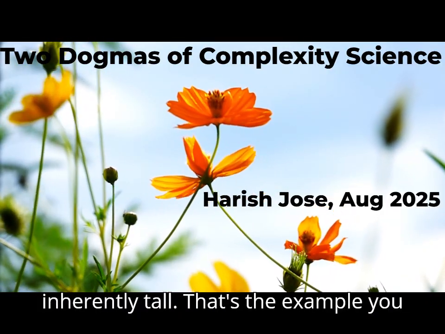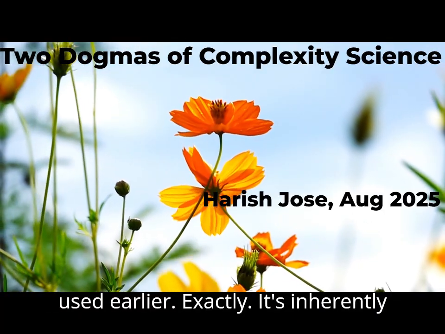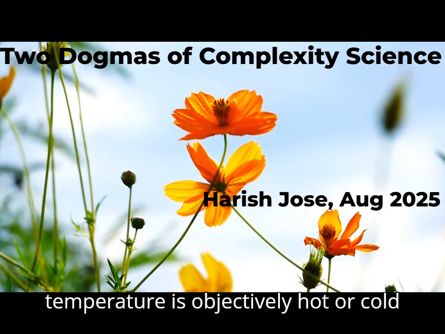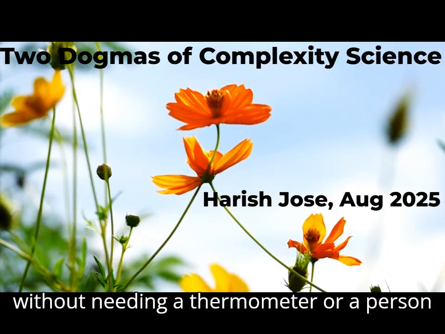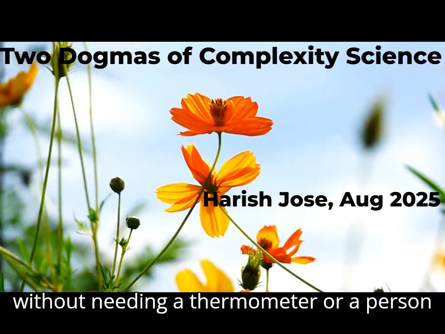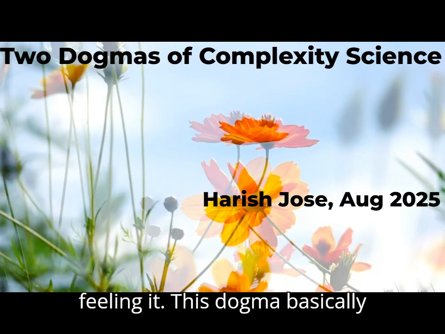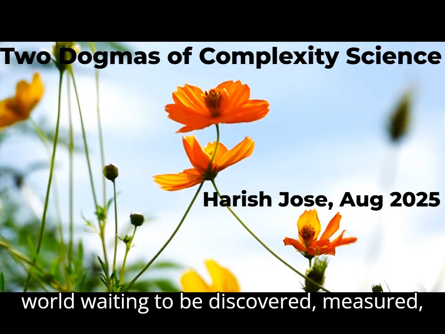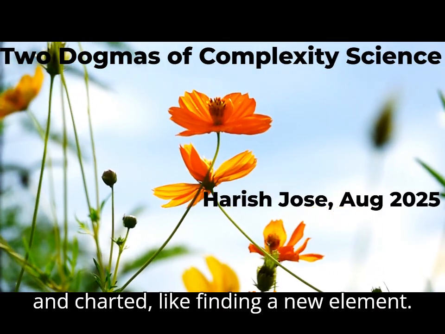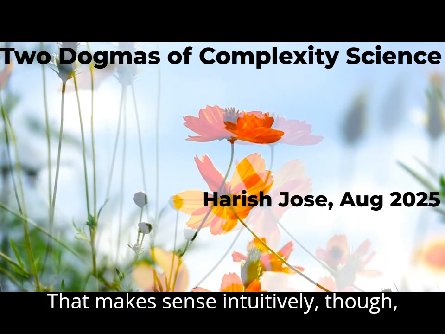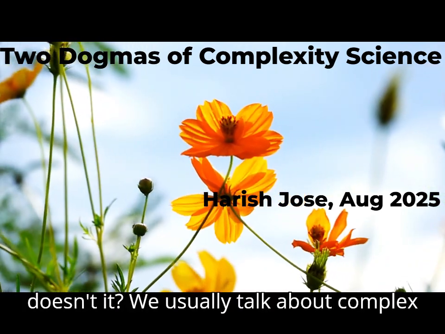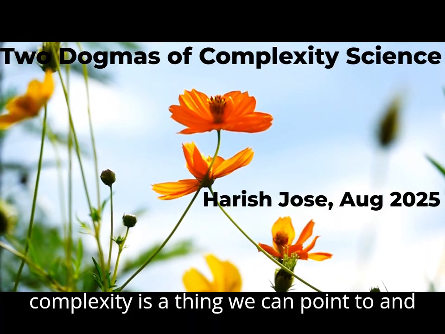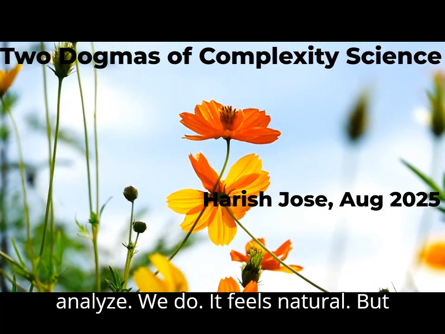Like saying a mountain is inherently tall. That's the example you used earlier. Exactly. It's inherently tall, a fixed measurement. Or that the temperature is objectively hot or cold without needing a thermometer or a person feeling it. This dogma basically says complexity is just a feature of the world waiting to be discovered, measured, and charted, like finding a new element. That makes sense intuitively, though, doesn't it? We usually talk about complex systems, complex problems. We assume complexity is a thing we can point to and analyze. We do. It feels natural.